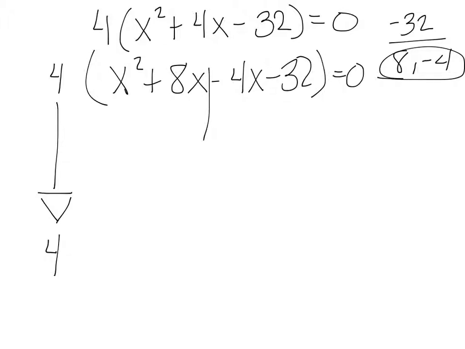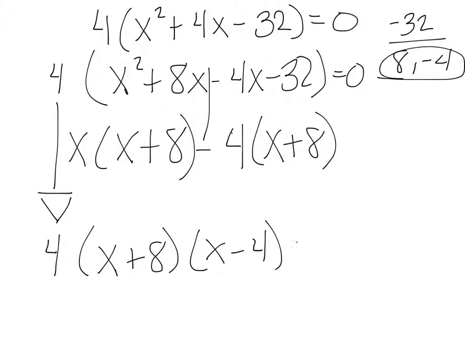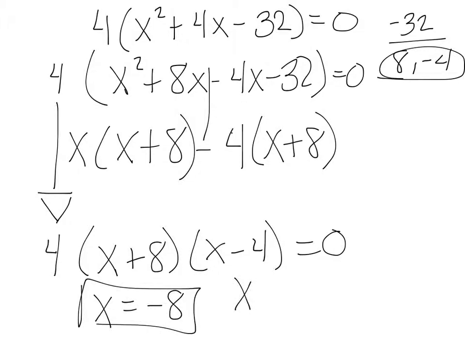I split it down the middle, and I take out a minus 4. I get x plus 8. So my answer is x plus 8, x minus 4, and it equals 0. So x would equal negative 8, and x equals 4. So those are my two answers for this problem. Now you can try some.